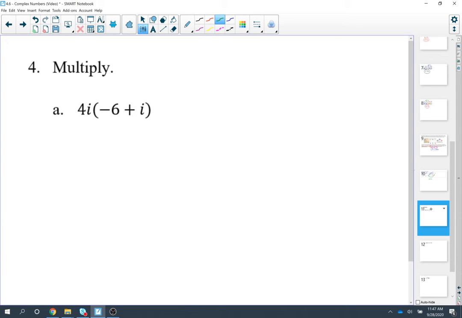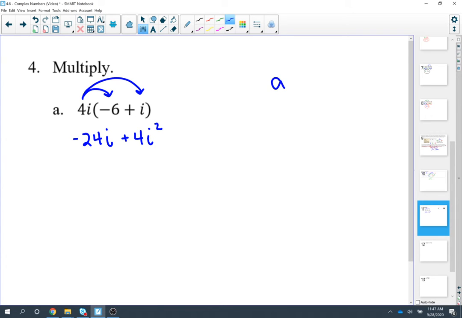Example 4, multiply. Letter A, 4i times the quantity -6 plus i. I'm going to start by distributing my 4i. 4i times -6 is -24i. 4i times i is positive 4i squared.